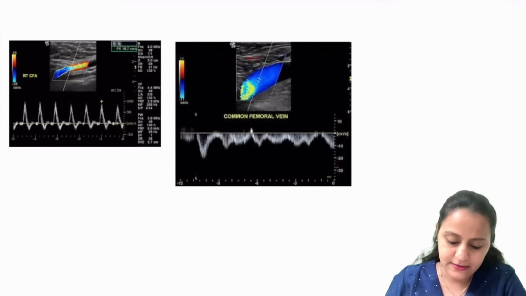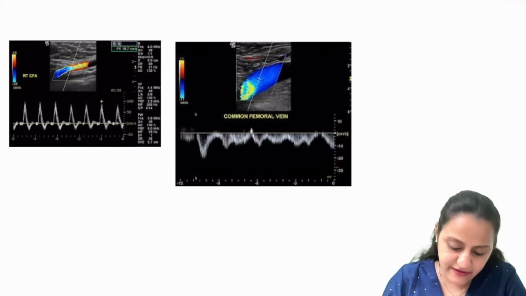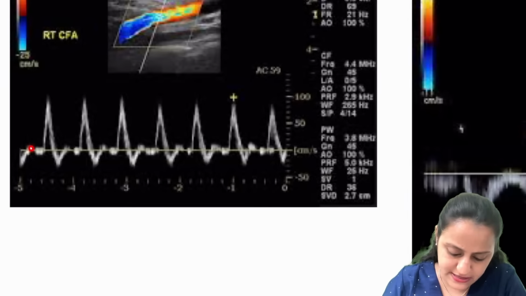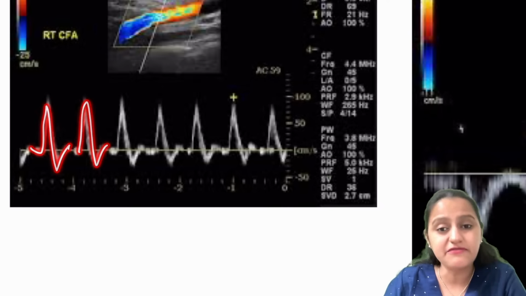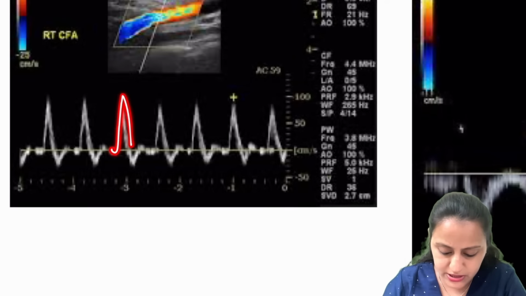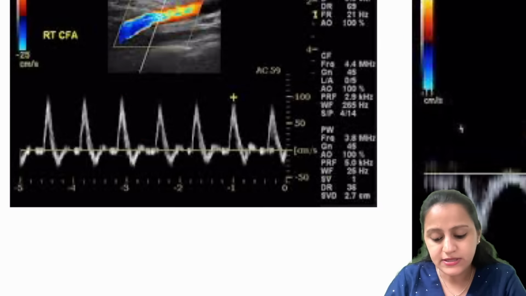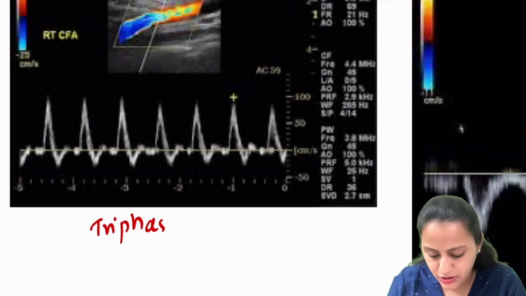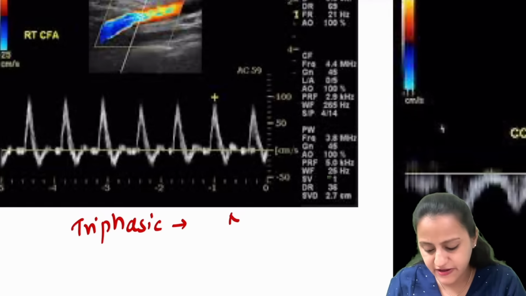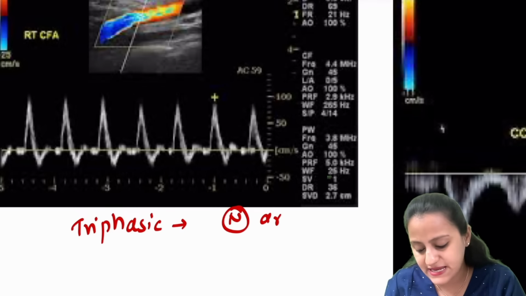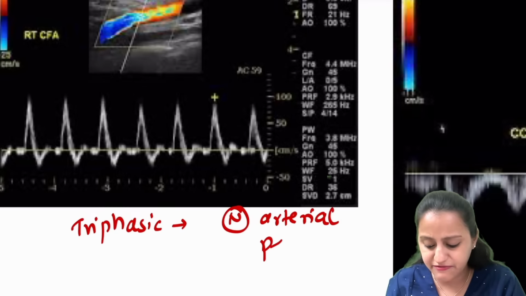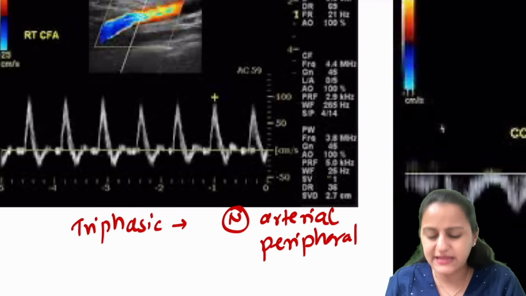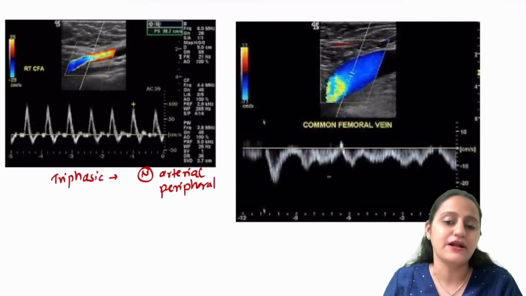Okay, so look at the waveform. This waveform that you are seeing, this is called as triphasic waveform. Okay, forward, backward, and then forward. So when you see triphasic waveform, remember it is artery or vein. Triphasic waveform is the normal arterial waveform in the peripheral artery. If you look at the limb arteries, this is the waveform that you would see.